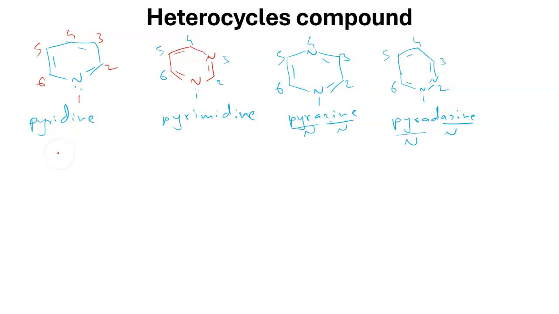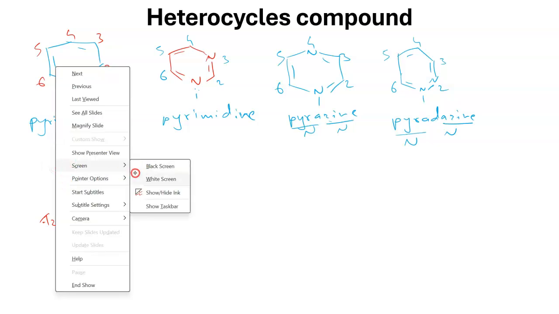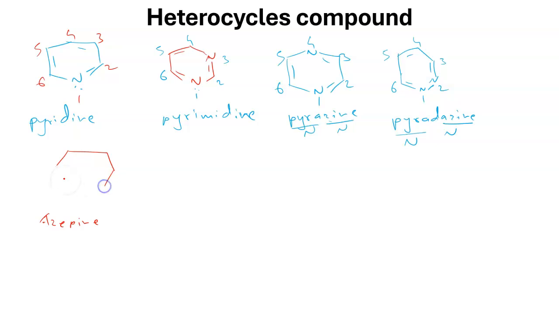Now the next is the 7-member ring. The name of the structure is azapine, and the structure for azapine is 7-member. So I will draw it. It also contains a bond. So azapine: 1, 2, 3, 4, 5, 6, 7. This is the numbering for azapine. It is a 7-member ring, and the remaining rings are 6-member.